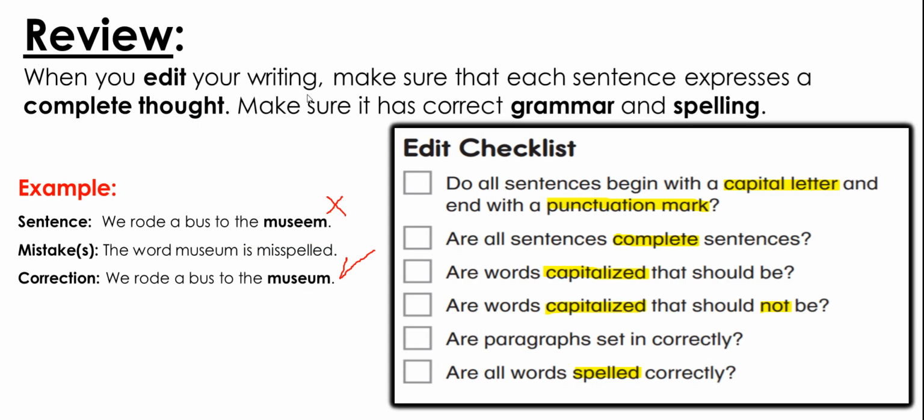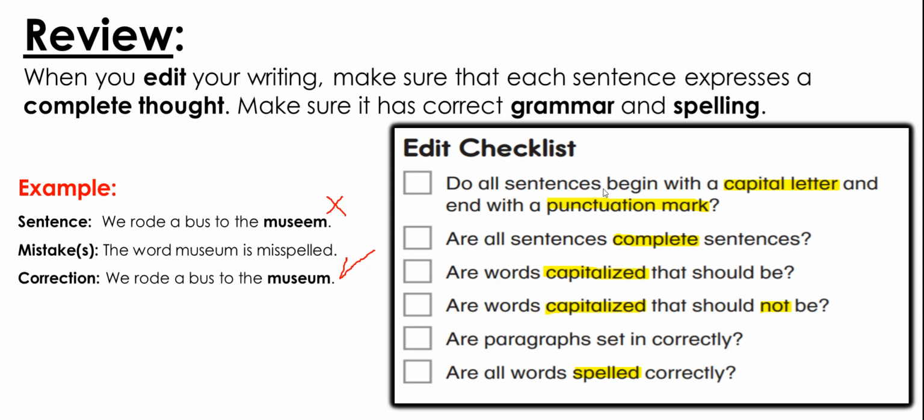When you edit your writing, make sure that each sentence expresses a complete thought. Make sure it has correct grammar and spelling. So if you wrote a wrong word, you have to write it correctly. That's why I'm asking you to check your mistakes, if you had any, in your previous writing when I corrected. And let's see this checklist.